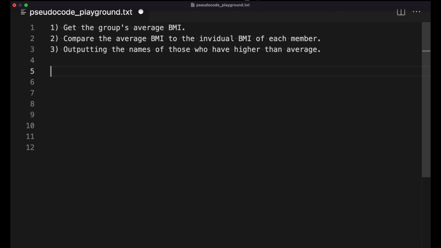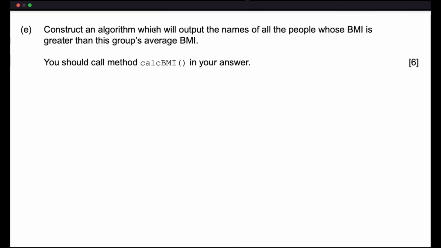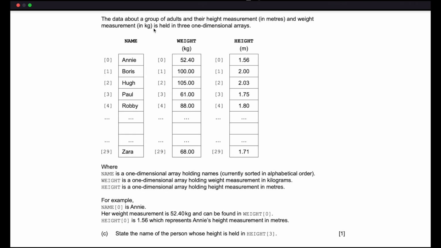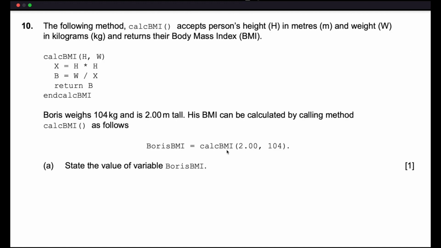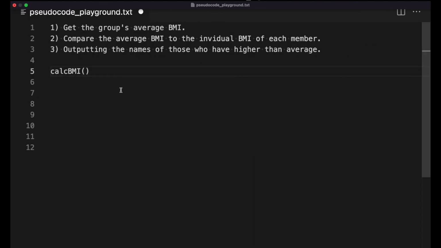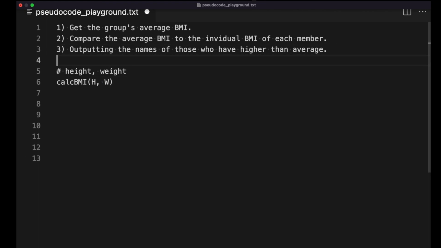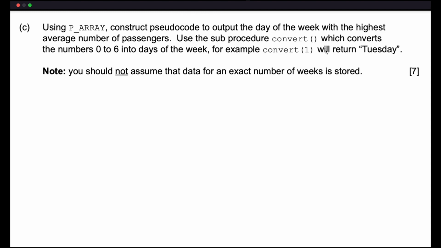What we need to do is use calcBMI, which basically has 2 parameters, so let's just go back here and review. Basically, we've got calcBMI, which accepts a height and a weight. So we're going to have height and weight. And in order to do this as well, we're going to have access to 3 arrays, which are all in sequence.